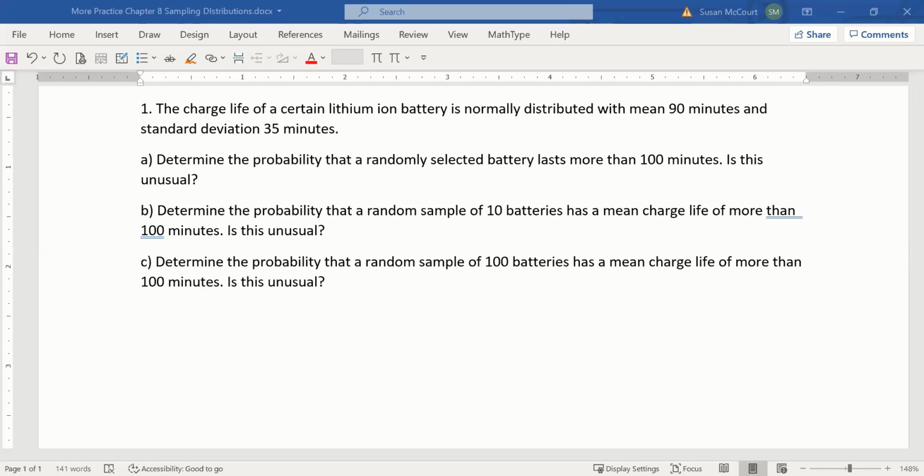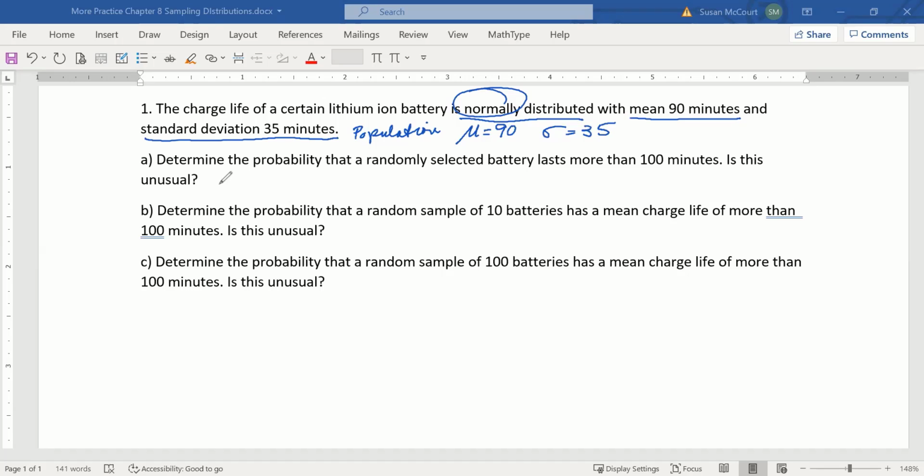All right, so starting with A. Looking at the question, I'm told the charge life of the battery is normally distributed with a mean of 90 minutes and a standard deviation of 35 minutes. So this is information about the population. First of all, it's normal, so that's important. And then the mean is 90, and the standard deviation is 35.